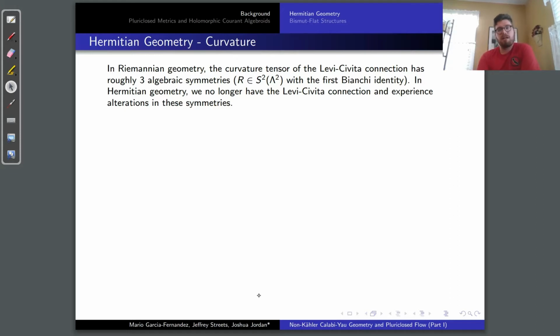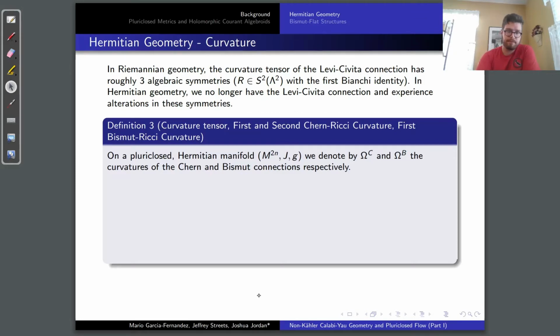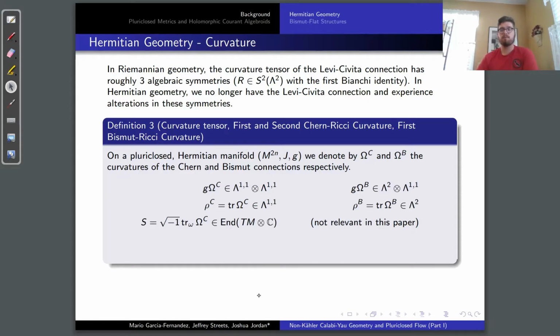But in Hermitian geometry, we're not talking about the Levi-Civita connection anymore. We're not torsion-free, so we have some slight changes to some of these symmetries. We also have a complex structure floating around, which reintroduces some symmetries. So let's talk about curvatures. If we're on a pluriclosed manifold, M, J, g, then omega with a superscript C and omega with a superscript B are the curvatures of the Chern and Bismut connections. I'm not going totally into my sign conventions right now; I'll probably be doing that later. But this is pretty standard. You define it the standard way.